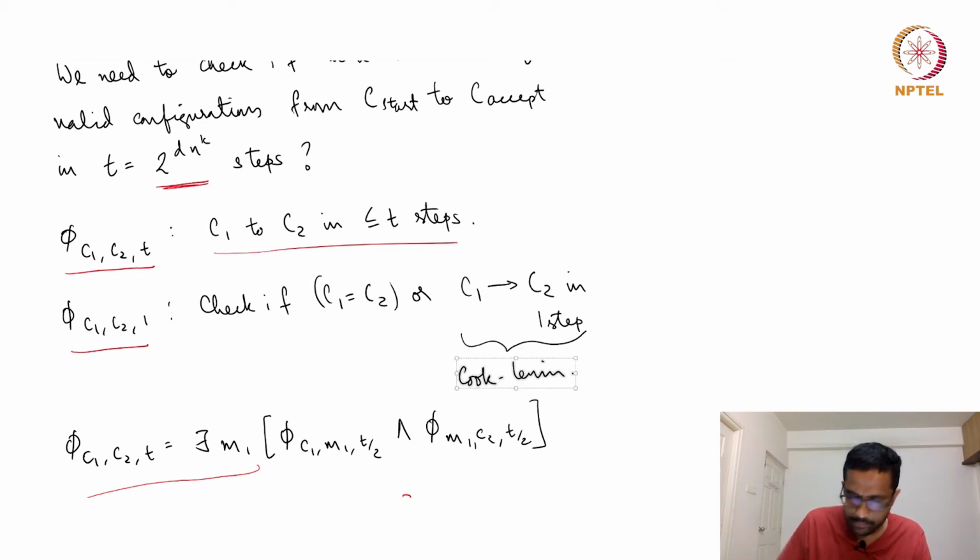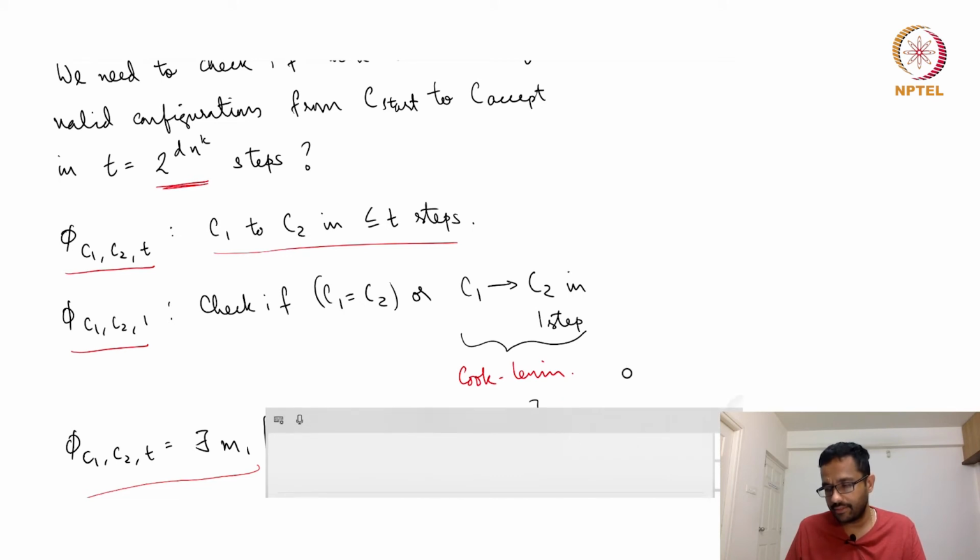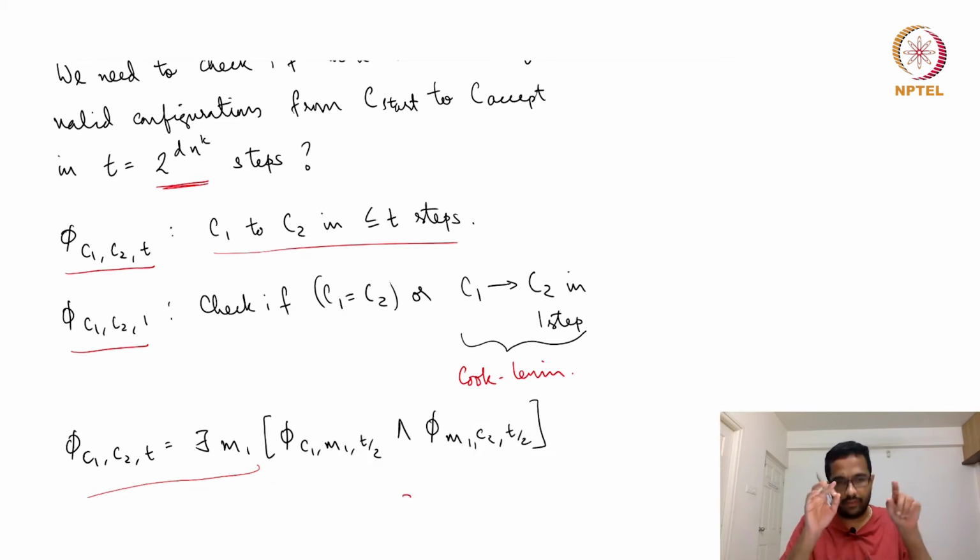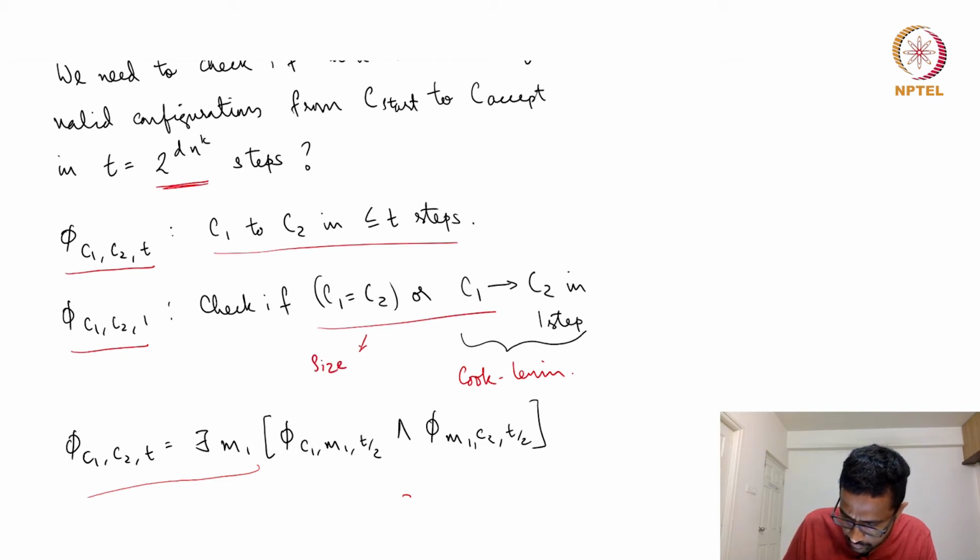And C1 to C2 in one step, again, can be checked by what we saw in the proof of the Cook-Levin theorem. We had this phi move, which was essentially making windows into tables and so on. So both of these can be done, so that is fine. So this formula is of size, I think, n power k, or order n power k, this entire thing. So that is good.